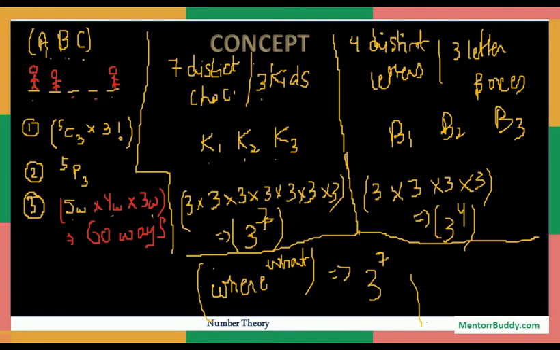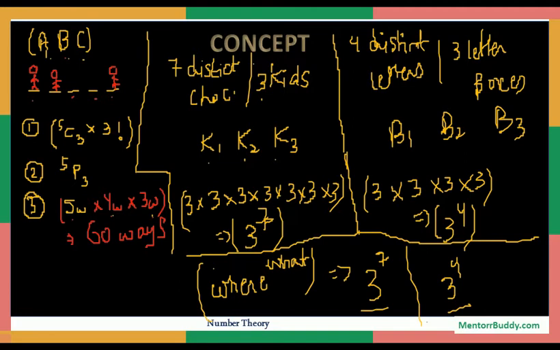Similarly, where the letters need to be distributed, that will be letter boxes. How many letter boxes were there? That'll be 3. And what needs to be distributed, letters need to be distributed, how many were they? 4. That'll be directly 3 to the power 4. Now, I believe this logic is clear in order to solve the coming question.